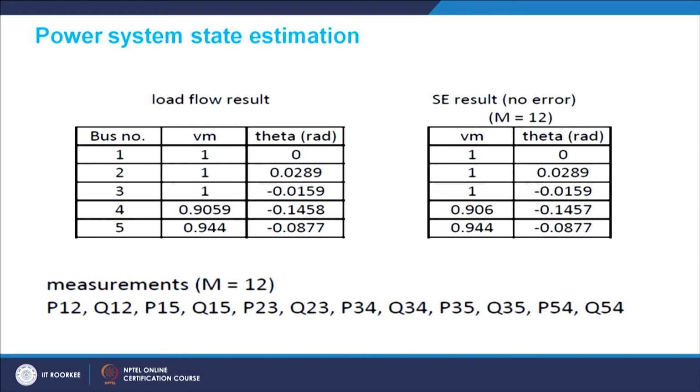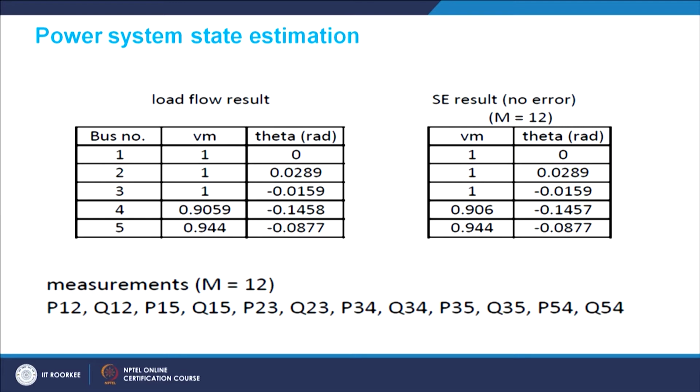Whatever we have discussed in the case of load flow analysis is also utilized here. So this is the load flow analysis. Here of course we have not taken the case of generator limit violation, so all these voltage magnitudes are maintained equal to 1. So this is the load flow result.